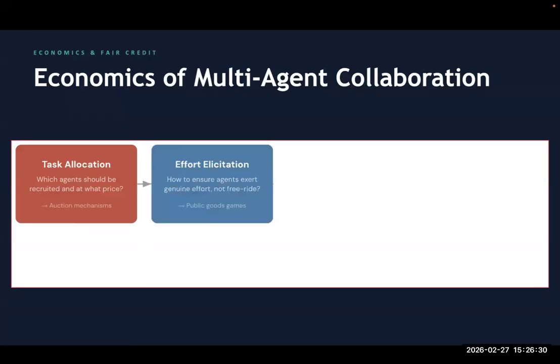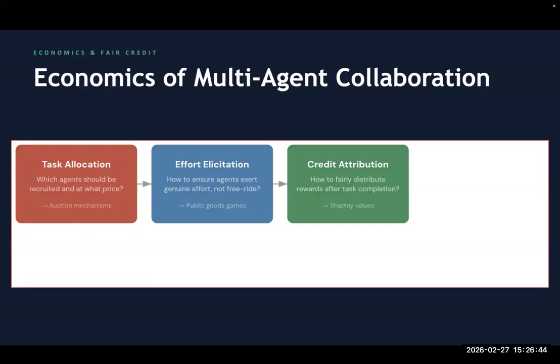And then effort elicitation. So how do you ensure that the agents exert genuine effort and they don't just free ride along to get some reputational credit that they can then use for some other task? This is the public goods game from economics. And then credit attribution. So how do you fairly distribute the rewards after the task has been completed? And here you can use Shapley values.